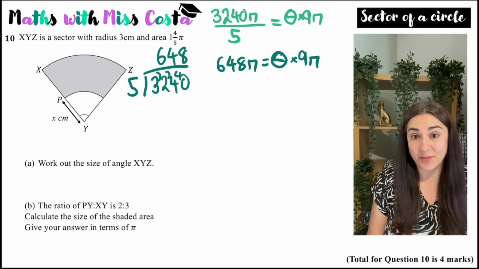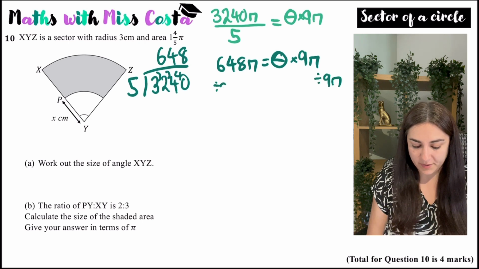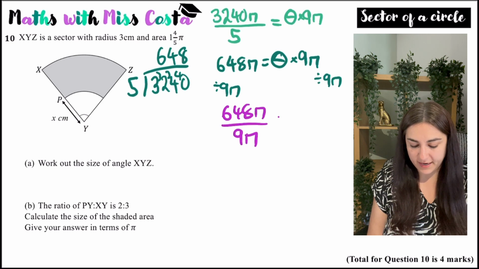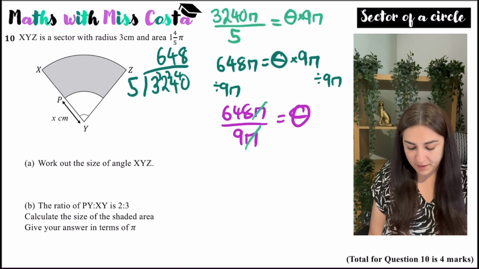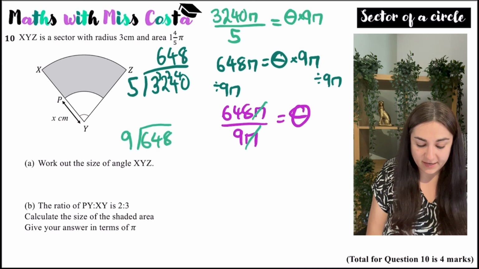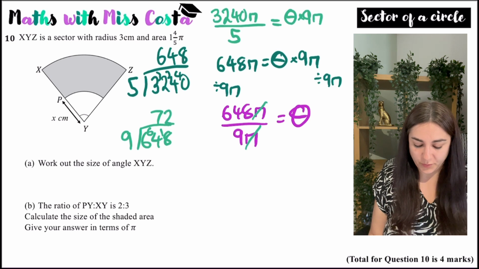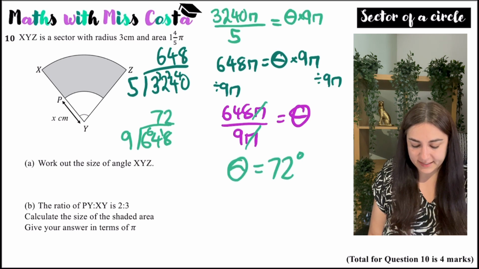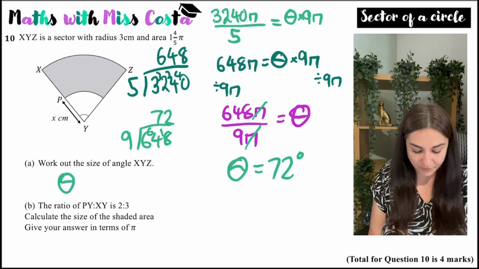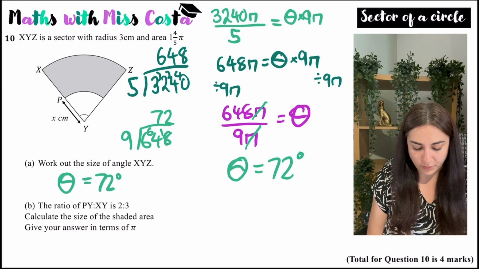So what could I do to find out theta? I can divide both sides by 9 pi. So that would get me 648 pi divided by 9 pi equals theta. Pi divided by pi cancels out, and then I'm just left with 648 divided by 9. 9's into 6 don't go. 9's into 64 go 7, remainder 1. And 9's into 18 go twice. So therefore theta is 72 degrees. Remember, theta is just a mathematical symbol for an angle. So theta is 72 degrees, or you could say angle XYZ equals 72 degrees.